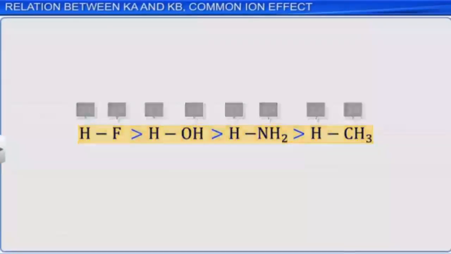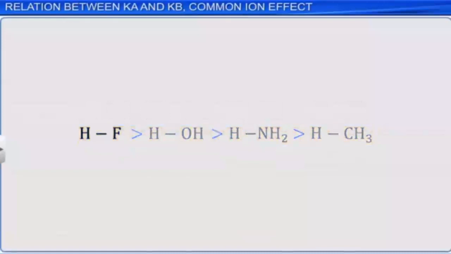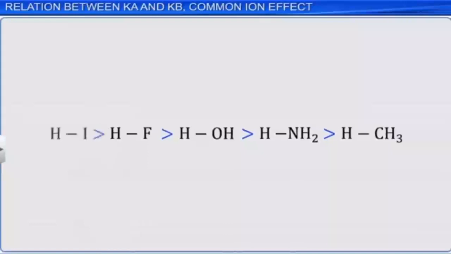The HF bond, because of its greater polarity, has less bond dissociation energy. This qualifies it to be stronger than the other given molecules. However, note that HF is a weaker acid than HI. Let's see why.